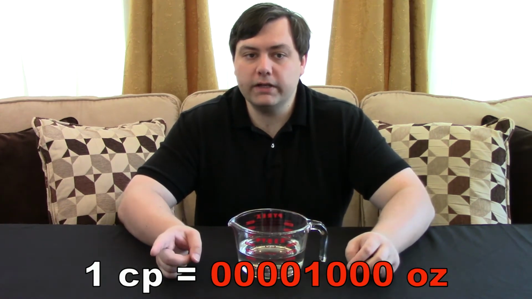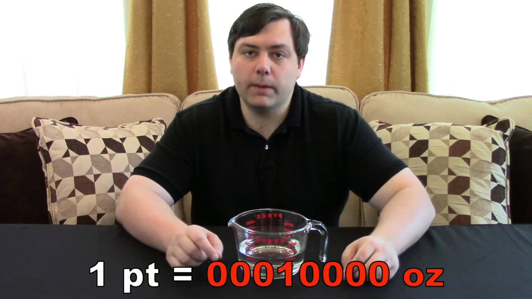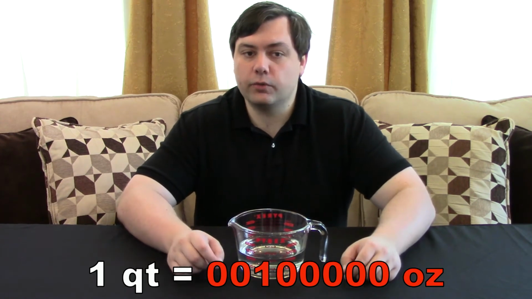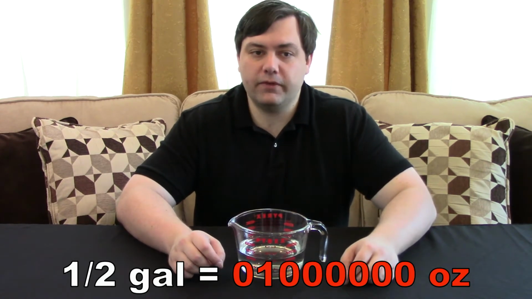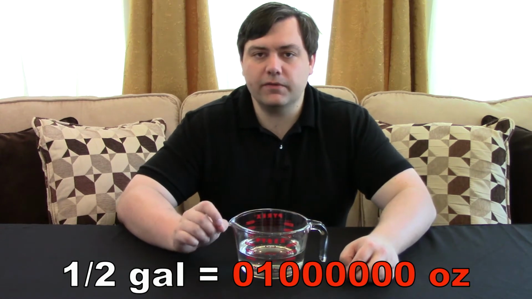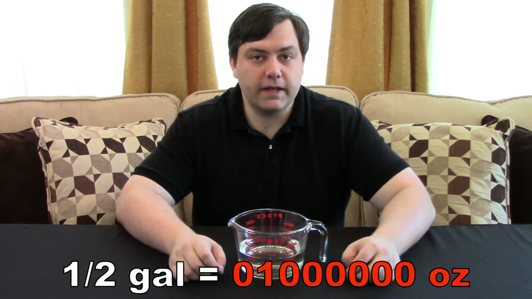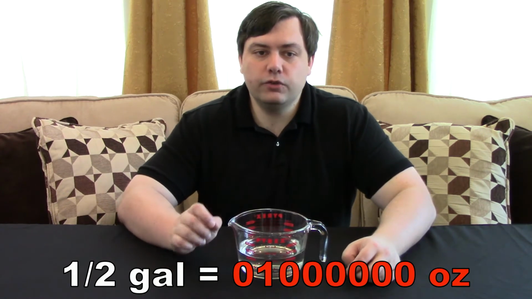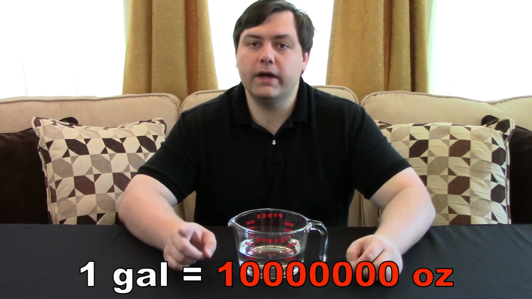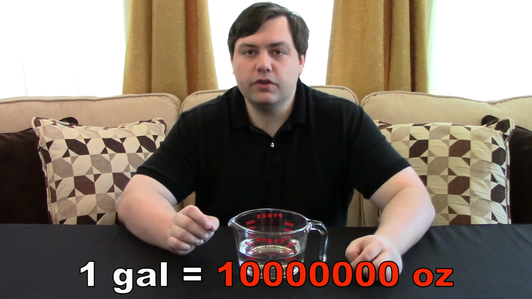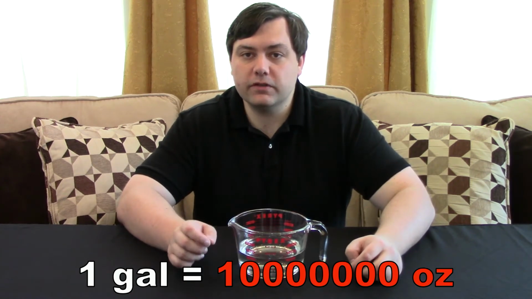2 gills make 1 cup, 2 cups make 1 pint, 2 pints make a quart, and 2 quarts make a half gallon, which does not have a distinct name of its own, but is a common fluid measure used in the United States nonetheless. And finally, 2 half gallons will obviously make 1 gallon. In other words, the US customary system of measurements for fluids makes as much sense in a binary system as a metric system, like the International System of Units, does in a decimal system.